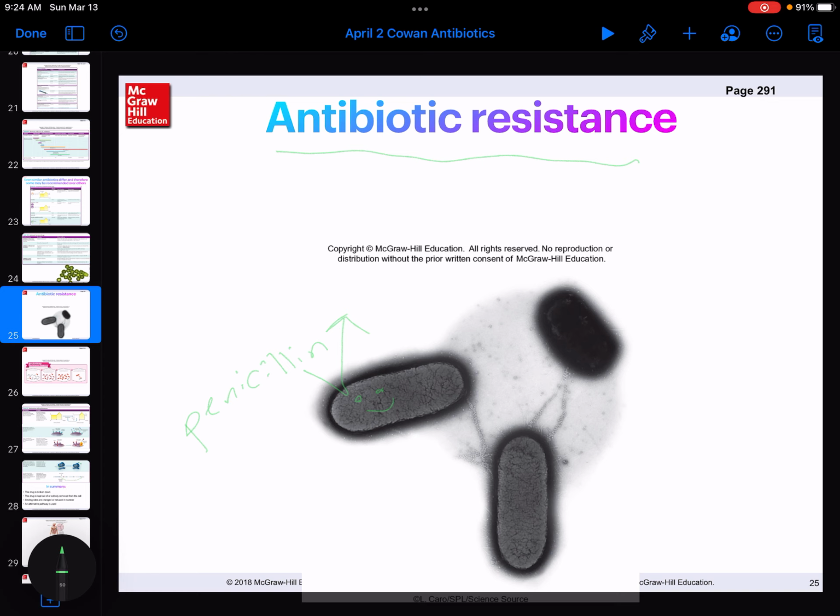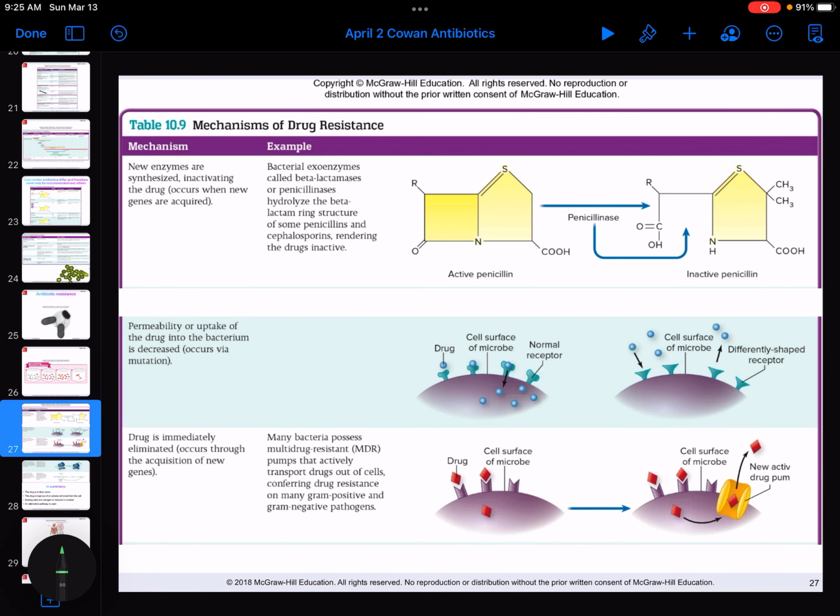Antibiotic resistance means that bacteria will no longer be susceptible to an antibiotic. So again, remember that susceptibility means that they are inhibited by an antibiotic. If bacteria have antibiotic resistance, then they are no longer susceptible to an antibiotic.